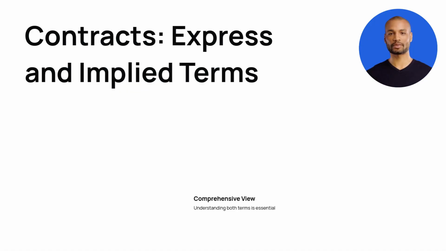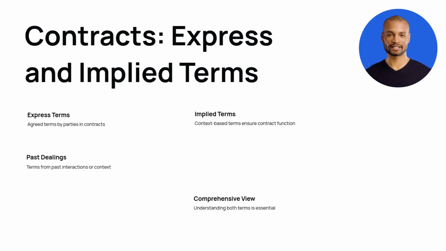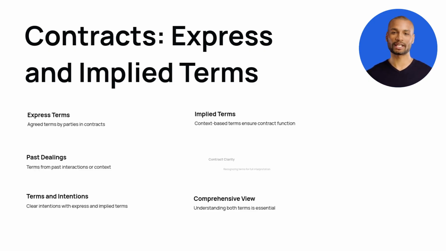Contracts contain express terms explicitly agreed upon by parties. When intentions aren't clear, terms may be implied based on context or transaction type. Implied terms ensure the contract functions as intended. They can arise from past dealings or specific circumstances. Recognizing both express and implied terms is essential for comprehensive contract interpretation.